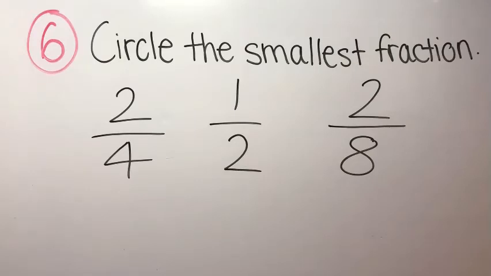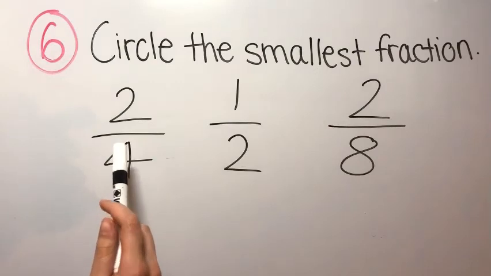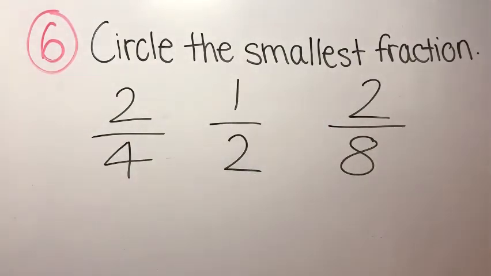Question 6. Circle the smallest fraction. We've got 2/4, a half, and 2/8. Now to find out which one is the smallest, we need to make the bottom number the same on all three of these fractions. We're going to choose the number 8. We've chosen the number 8 because 8 is a multiple of 2 and it is also a multiple of 4. So we can keep this fraction the same.